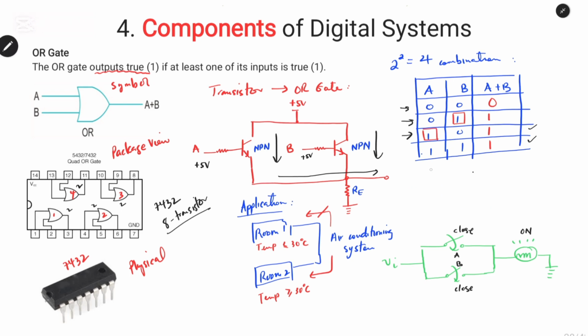And finally, we can represent the OR gate mathematically using arithmetic.